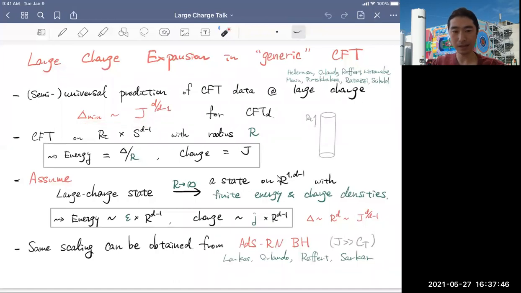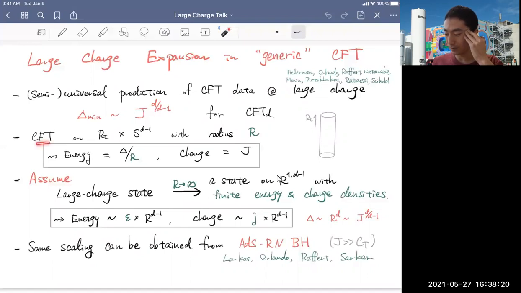So it basically says that if you consider a CFT with U(1) symmetry, and then consider an operator with large J, large quantum number, the minimal dimension of the operator with U(1) charge J scales like this, J^(D/(D-1)) for a D-dimensional CFT. And as you know, it's very easy to derive this formula. This is basically coming from a scaling argument.